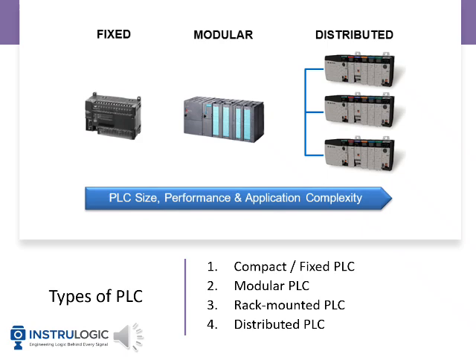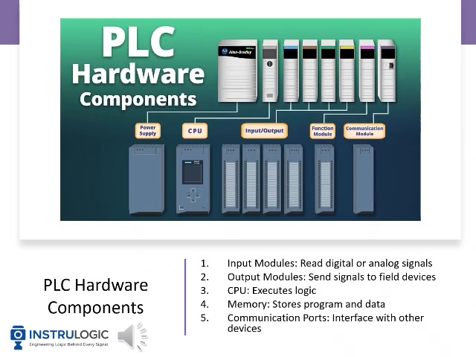A PLC is made up of several hardware components. First, we have input modules that read signals from sensors and switches, like a temperature sensor or a push button. Then, output modules send signals to field devices such as pump motors or solenoid valves. The CPU is the brain of the PLC, executing the logic program. Memory stores the program and data for smooth operation. Finally, communication ports allow the PLC to connect with other systems, for example, linking to an HMI or SCADA system for monitoring. These parts work together to make the PLC a complete control solution.